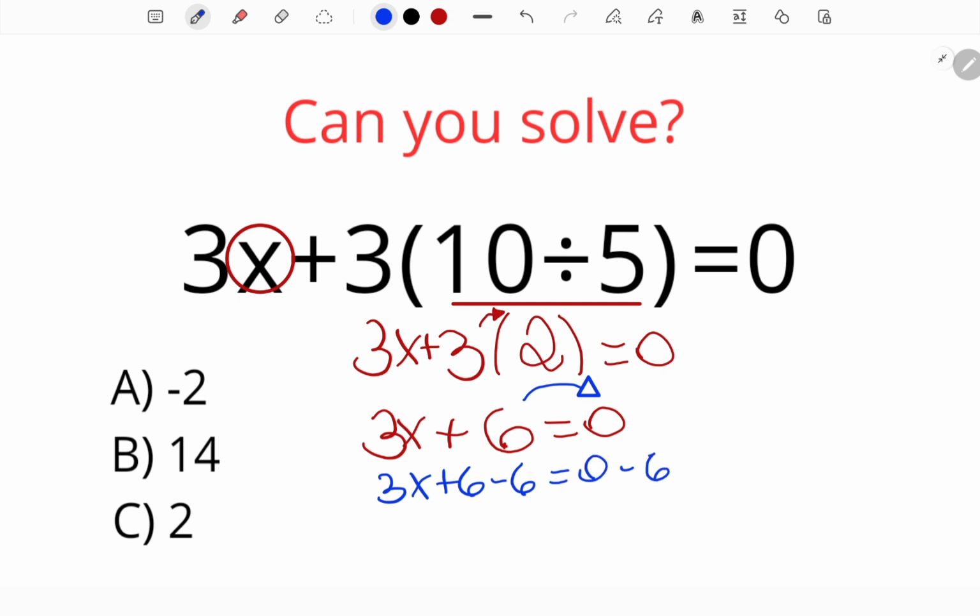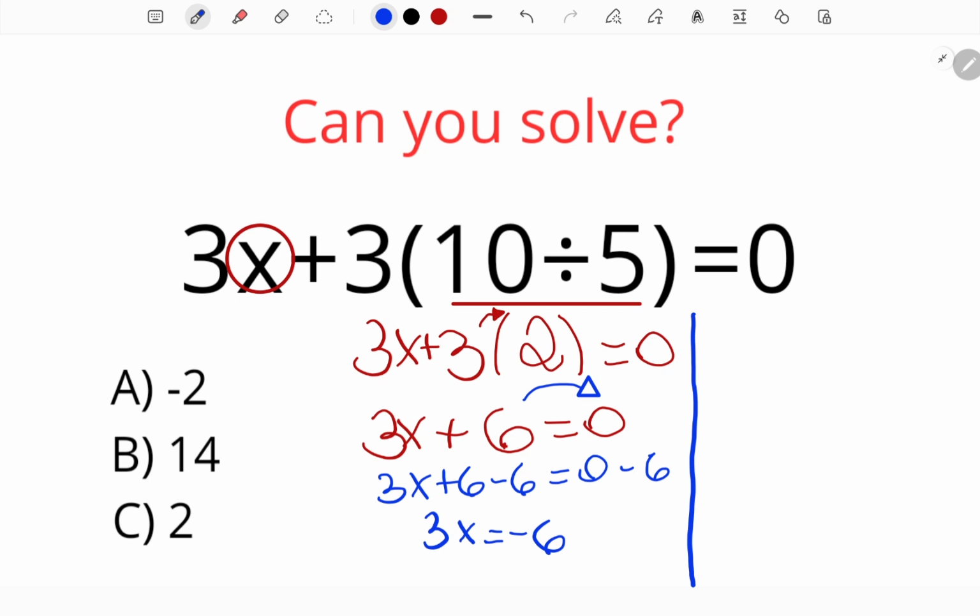What we did was apply the property of equality that allows us to subtract the same number from both sides of the equation without altering its balance. Now we have 3x equals negative 6. Now, our goal is to further simplify the equation to find the value of x. We have 3x equals negative 6.